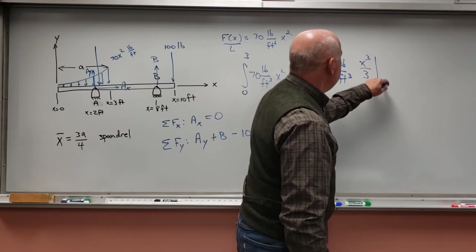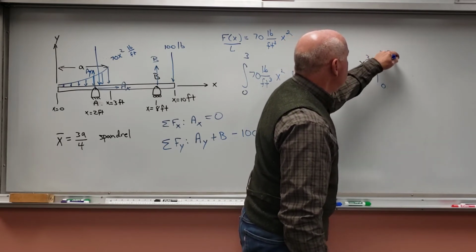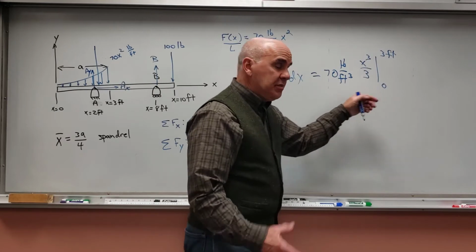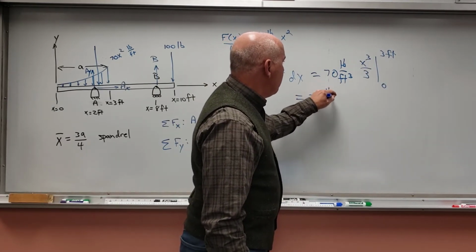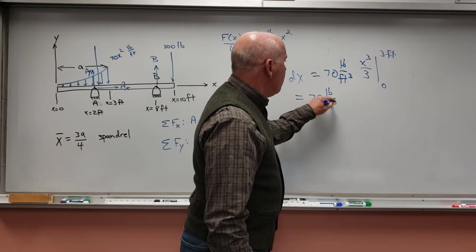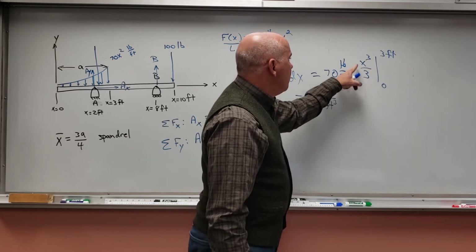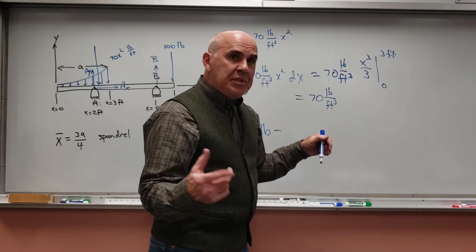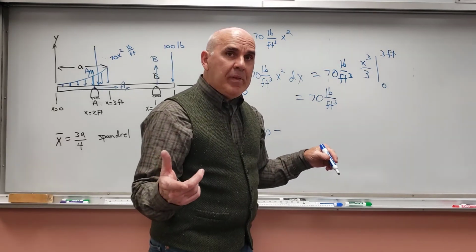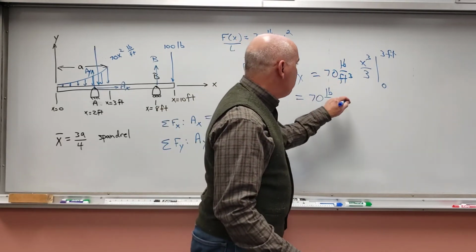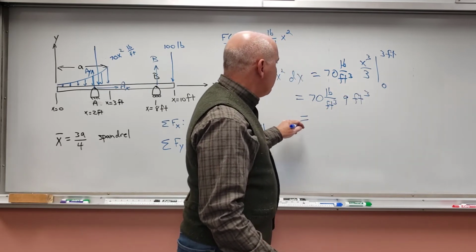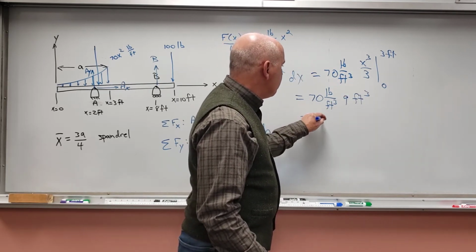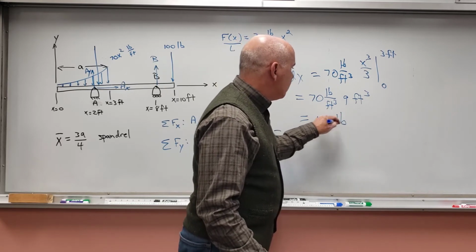And I'm integrating from 0 to 3 feet. Well, now 0 is just 0, so that was easy. I'm going to get 70 pounds per cubic foot, and then 3 feet cubed, so that's 3 times 3 times 3, so that's 27 cubic feet, then divided by 3, so 9 cubic feet. And so this is going to have a total then of 630 pounds, and that's a force.